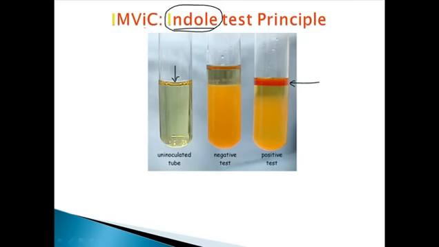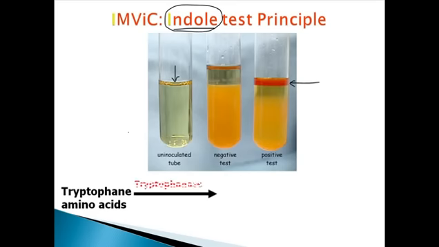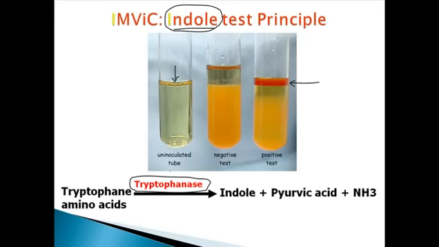So this is the overall IMViC test. In the IMViC test, we have the indole test in the first place. So what is going on in this case? We have the amino acid tryptophan. It can be broken down by the enzyme tryptophanase. The bacteria that have this tryptophanase enzyme are able to break down this tryptophan amino acid. So suppose some of them have this tryptophanase. They secrete this enzyme, and they break down tryptophan into indole and pyruvic acid, and it will produce ammonia. This is important because the indole will react with different chemicals like Kovacs reagent.